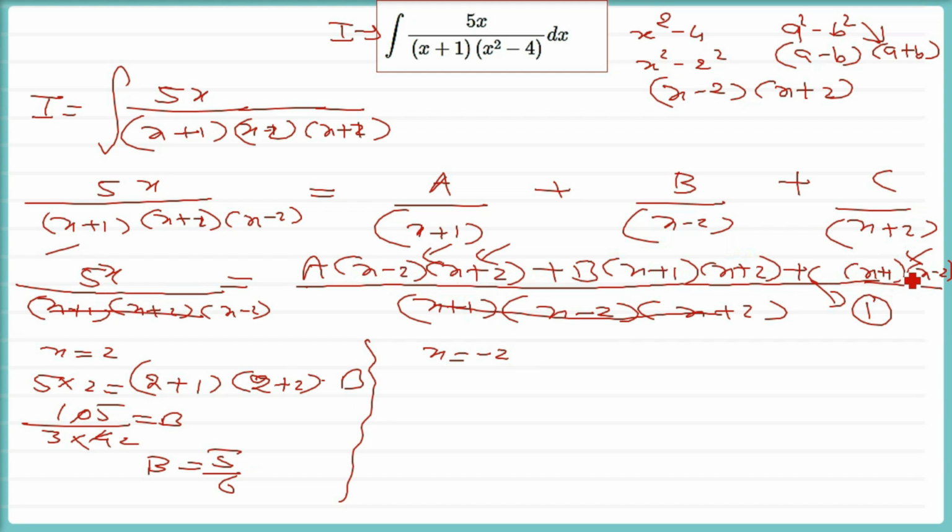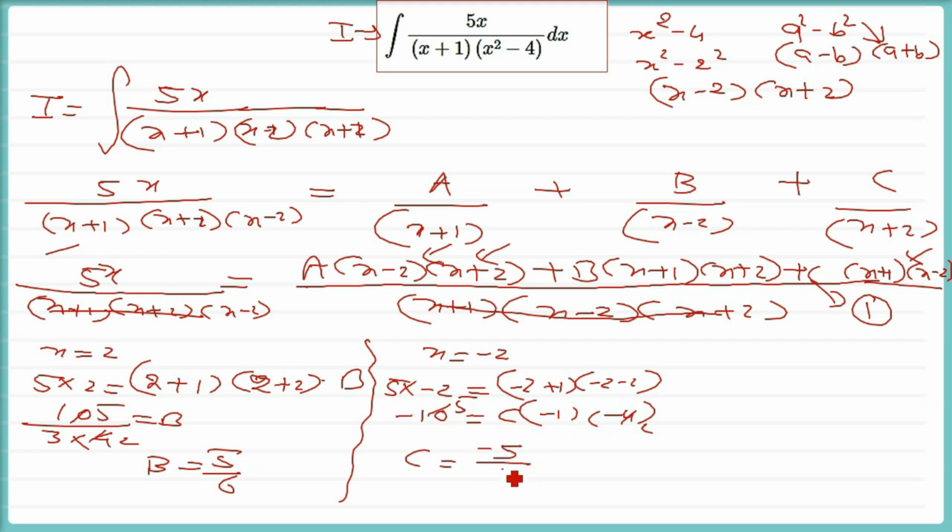Put x equals negative 2. 5 into negative 2 will be equal to A(negative 2 plus 1)(negative 2 minus 2). So negative 10 on the left-hand side. You have a C along with this. This is negative 1, this will be negative 4. Minus minus becomes plus on the right-hand side, so only the negative will remain on the left. This will give you C as what? C will become negative 5 by 2.